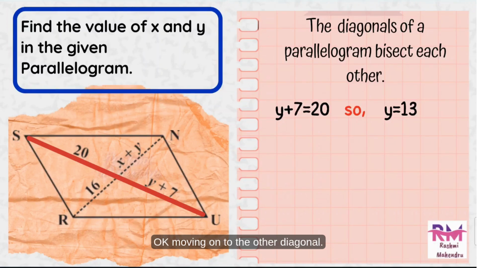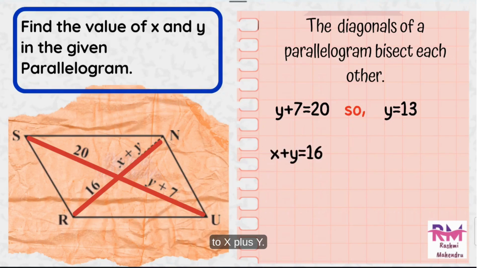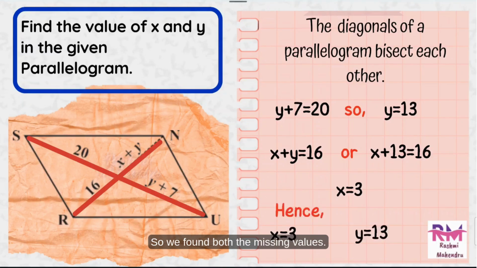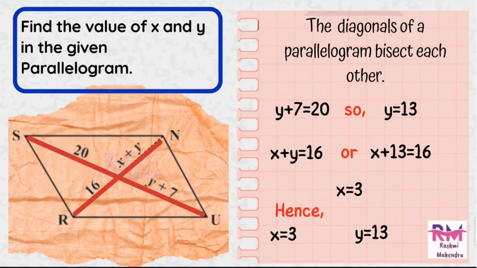Okay, moving on to the other diagonal. Start from N, move towards R, or from R towards N, making sure that you equate 16 to x plus y. But what is the value of y? It is 13. So we know x is equal to 3. So we found both the missing values.